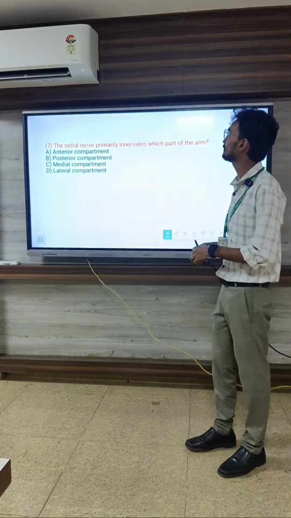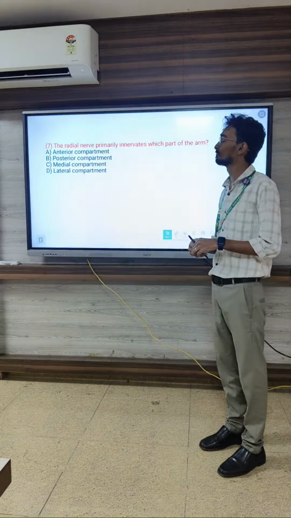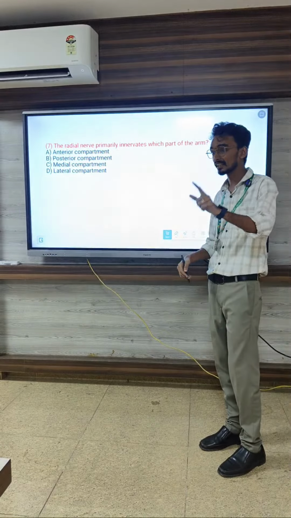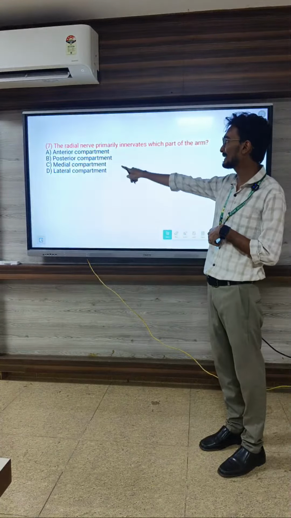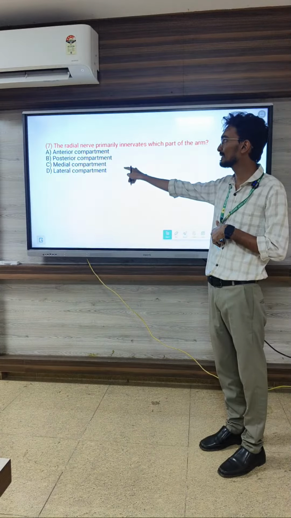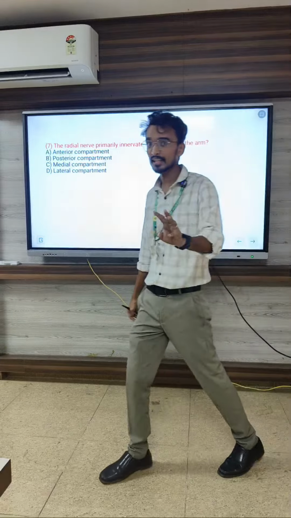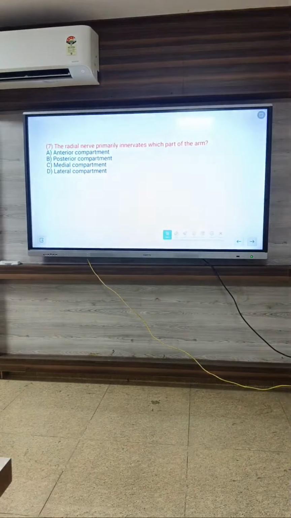The radial nerve primarily innervates which part of the arm? Option A is anterior compartment. Option B is posterior compartment. Option C is medial compartment. And option D is radial compartment. Have a glance of 3 seconds. We'll be back.